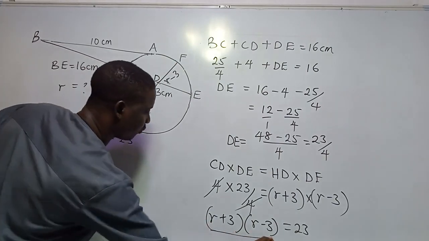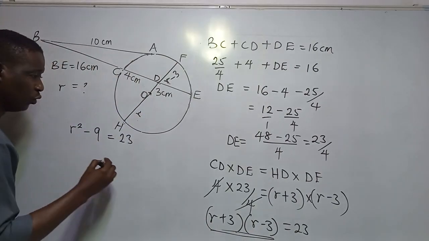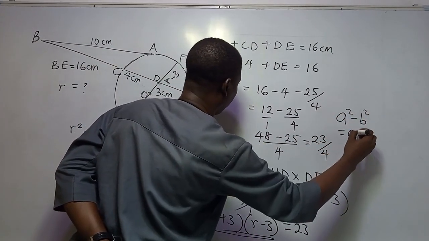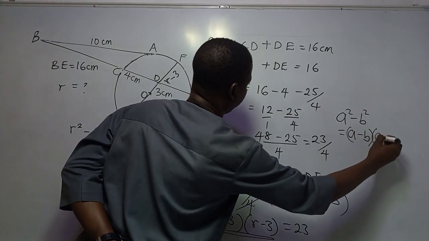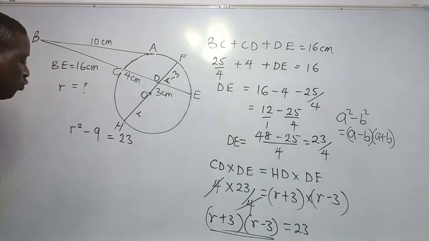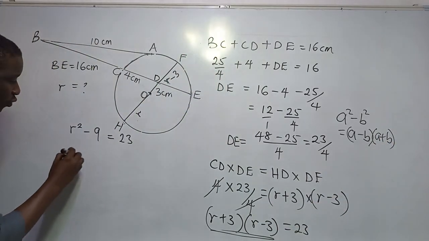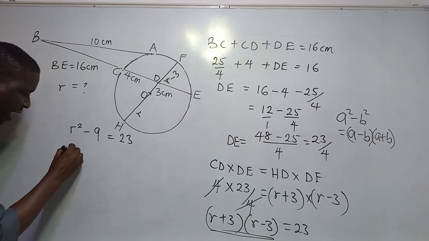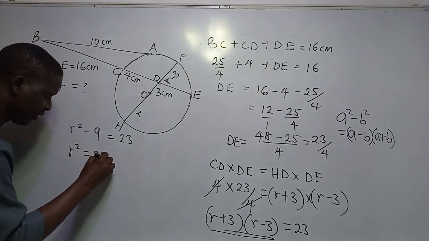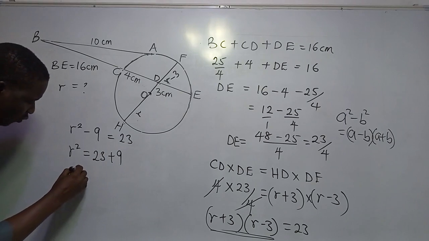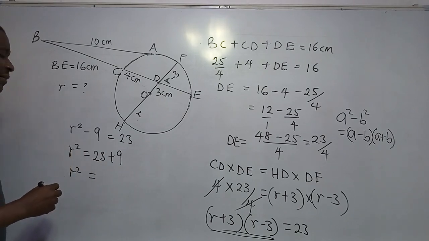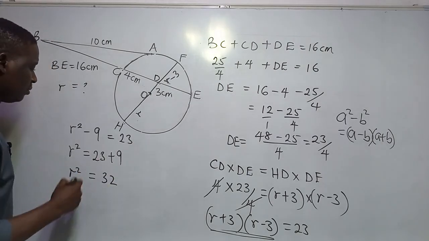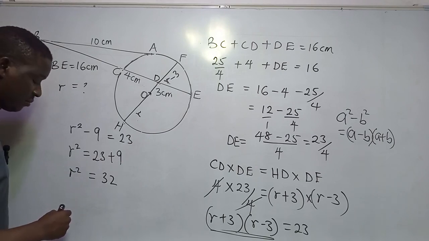So this is a difference of two squares. We know that A squared minus B squared is equal to A minus B times A plus B. So we go ahead to solve it. This is R squared minus 9 equals 23. So R squared equals 23 plus 9. What is 23 plus 9? That is 32, because 3 plus 9 is 12, then 32.